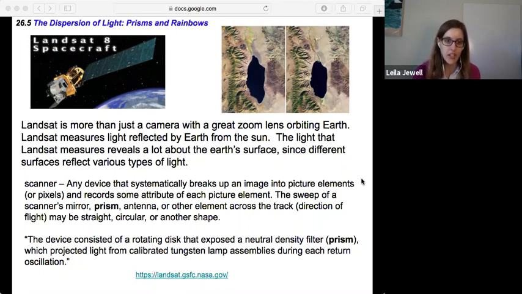And so the scanner breaks up the image into elements and records some of that. And so this sweep of the scanner's mirror prism, antenna, or other element across the track, straight, circular, and other shapes. So prisms are used within this spacecraft in order to get these observations, right? It also mentions a device that consists of a rotating disc that exposed a neutral density filter, which is a prism, which projected light from calibrated tungsten lamp assemblies during each return oscillation. That's a lot of fancy words. I don't understand all of it, except for to say that they're using prisms even on spacecraft here.